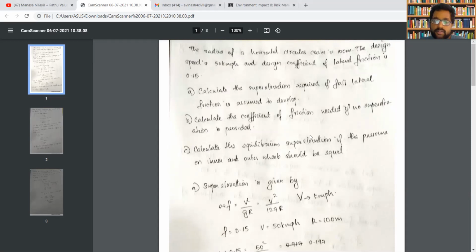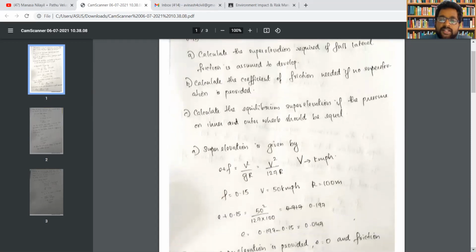So coming to the first part of the question, you know that super elevation is given by this expression E plus F is equal to V square by GR, where E is the super elevation provided and F is the coefficient of lateral friction. We have already discussed this formula, right? E plus F is equal to V square divided by GR. In question, V may be given in kilometer per hour or meter per second, right? So if you want to use V directly in kilometer per hour, you can use this formula. E plus F is equal to V square divided by 127 R.